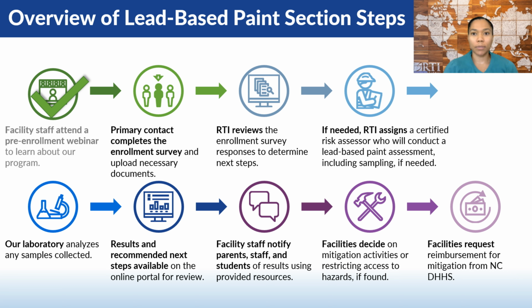However, if lead-based paint hazards are identified, the certified lead risk assessor will recommend different response actions depending on the condition and type of hazard, such as a paint, dust, or soil hazard. Recommended response actions may include mitigation activities such as interim controls, abatement, or renovation, repair, and paint, also known as RRP activities. The facility is required to restrict access to the hazards until it is mitigated. If the facility chooses not to mitigate, they must restrict access to the hazards indefinitely.